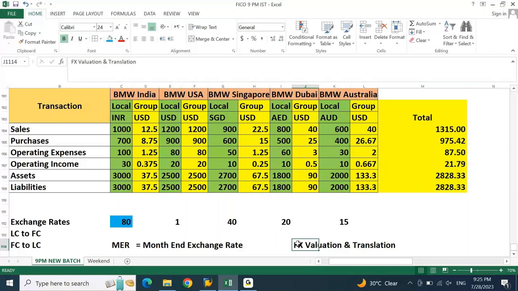Because whatever valuation and translation you are doing, the system is going to identify the difference between the original rate and the month end rate. For these differences, it will pass one accounting entry, and this entry will be reversed in the next month automatically. Today it will pass and tomorrow it will reverse, which means on 31st July this entry will be posted, on 1st August it will be auto reversed, and your original entry is unchanged.